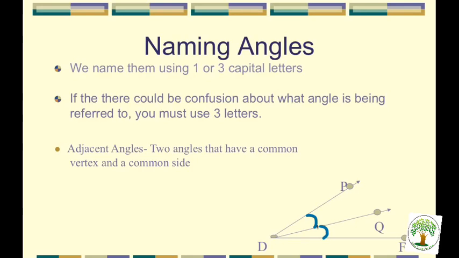I want to draw one that's not adjacent. I'm going to do this, this, and that, okay? These 2, I'm going to change colors. These 2 are adjacent, okay? These 2 are not adjacent, all right? They do share a common vertex right here, but they don't share a common side. They are not adjacent. We're going to learn what those are in a couple minutes, but those are not adjacent angles. Any questions about adjacent angles?